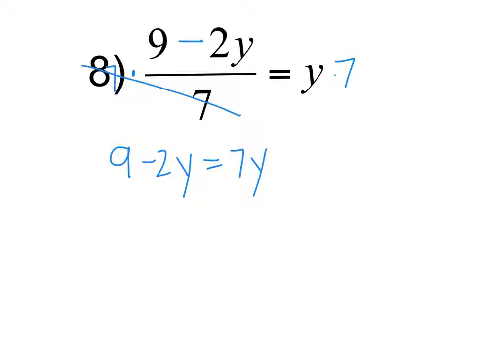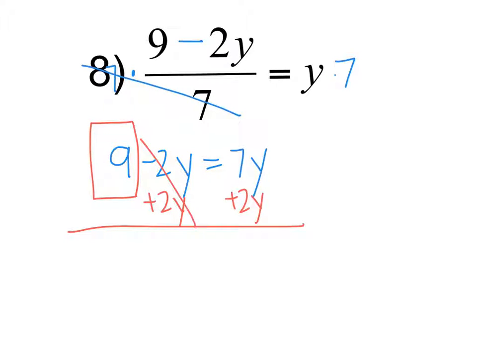Now put the y's together. We can leave the regular 9 by itself. Let's move the 2y to the other side. Since it's negative, we're going to add 2y. On the left, it will cancel, leaving us with 9 equals 7y plus 2y is 9y. Last step to get the y by itself, divide by 9 on both sides. You get y equals 1.